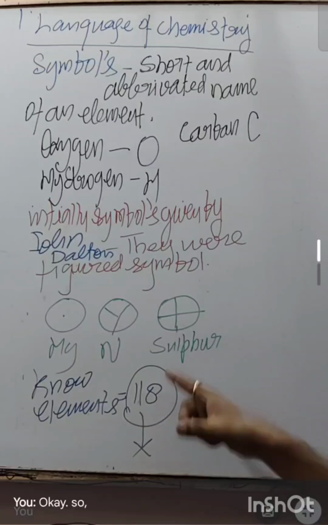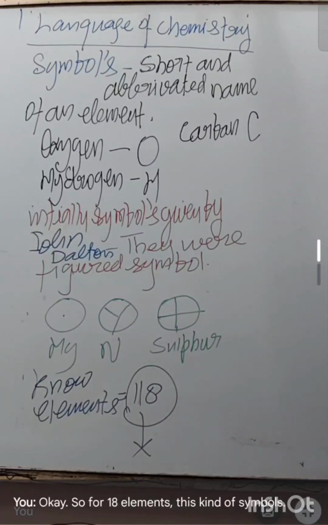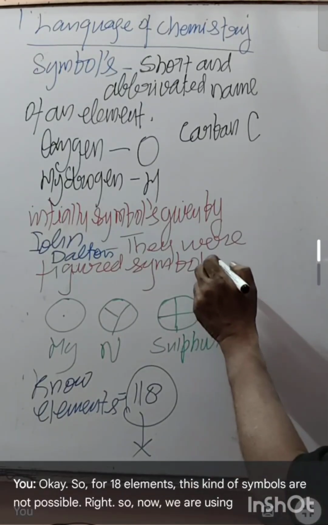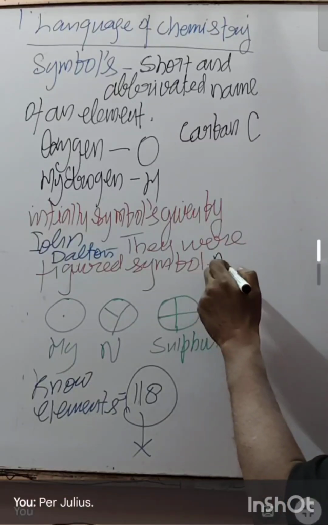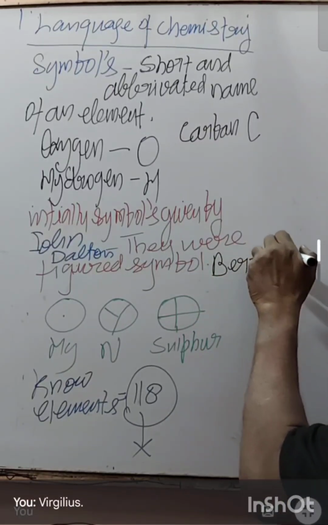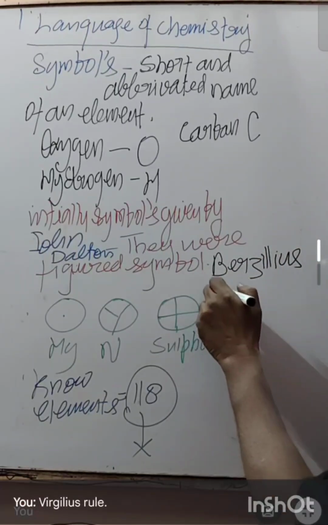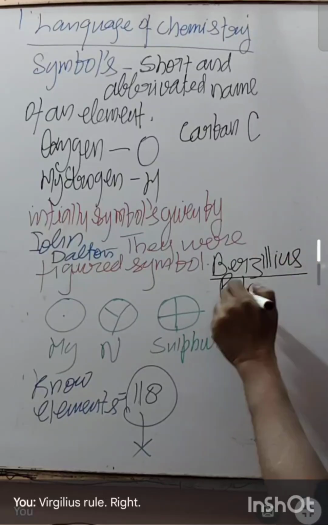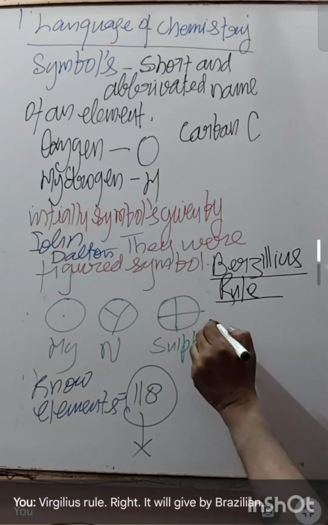So for 118 elements this kind of symbols are not possible, right? So now we are using the Berzelius rule, right? The rule given by Berzelius.